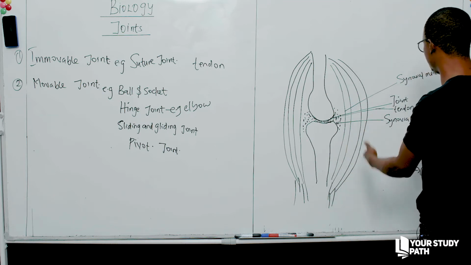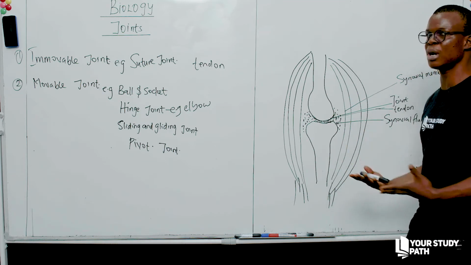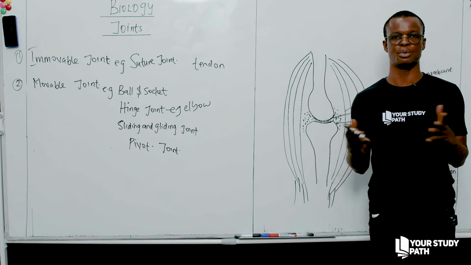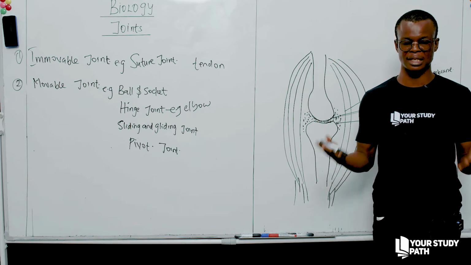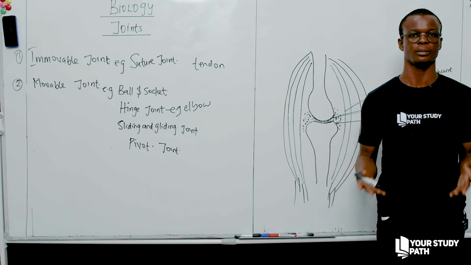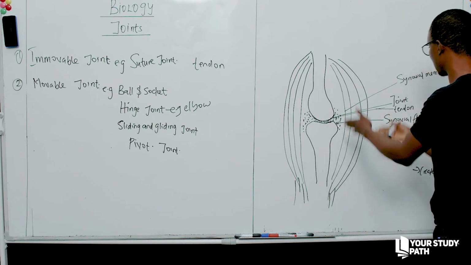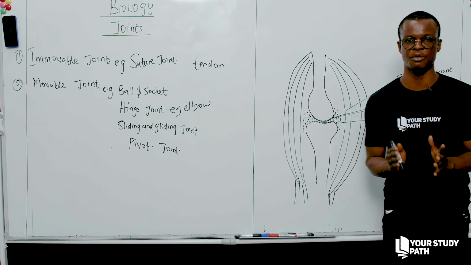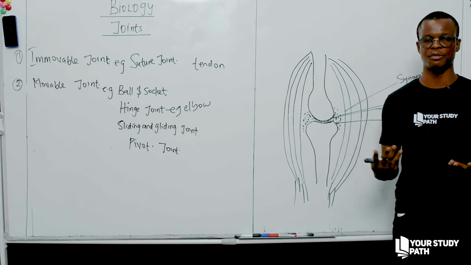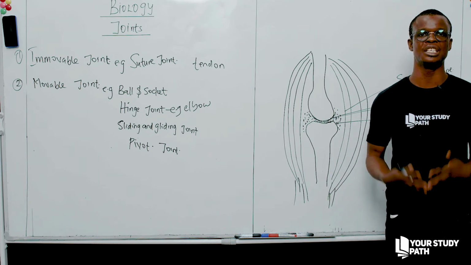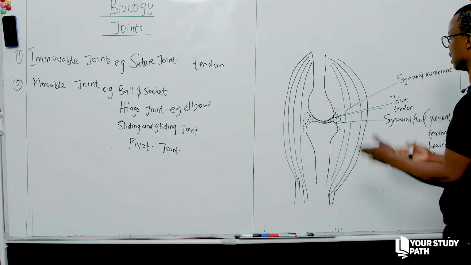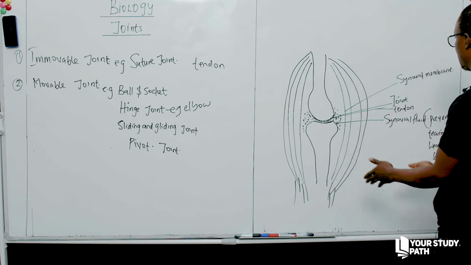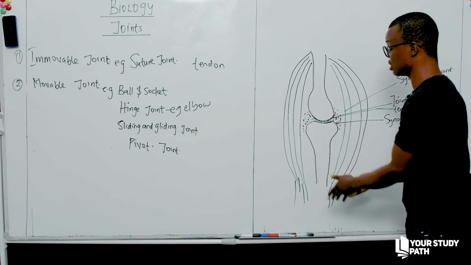Then we have the synovial membrane. A membrane serves as a covering or as a protection. When I see the word membrane, like the cell membrane, it serves as protection. So the synovial membrane protects the synovial fluid. It ensures that the synovial fluid is not entirely dried up. That is the primary function of the synovial membrane.